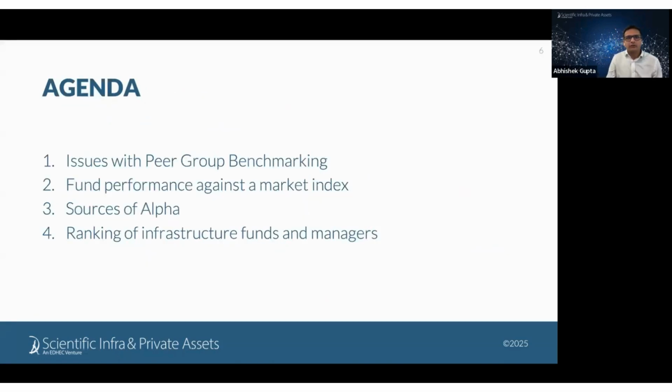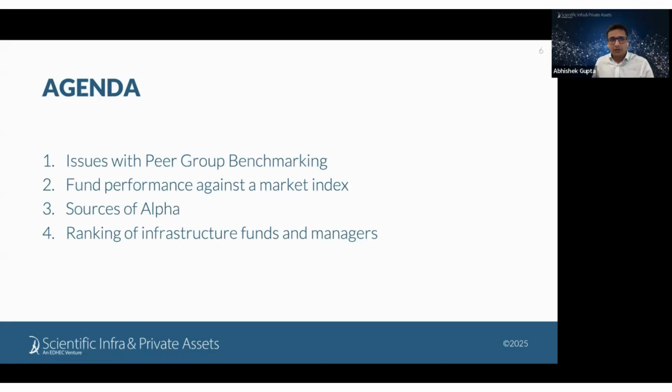Right. So with that background, what's the agenda for today? First, I want to talk about peer group benchmarking. We know that it is the most common method to assess funds right now, but I wanted to highlight a few very serious issues in this approach and why it puts the whole exercise into question, whether you can even rely on peer group benchmarking in the first place when you're assessing private market funds.